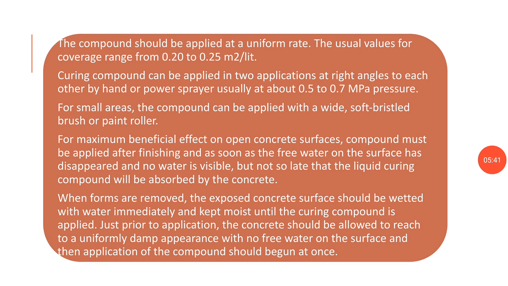The compound should be applied at a uniform rate. The usual rate is 0.20 to 0.25 square meter per liter. Curing compound can be applied in two applications at right angles to each other by hand or power sprayer, usually at about 0.5 to 0.7 megapascal pressure. For small areas, the compound can be applied with a wide, soft bristle brush or paint roller, meaning either by brush or by the roller.